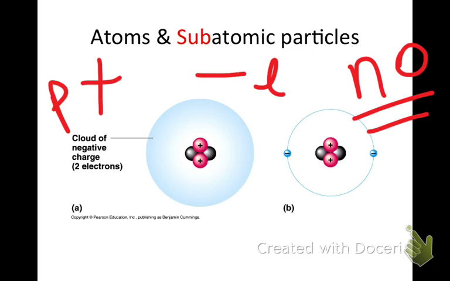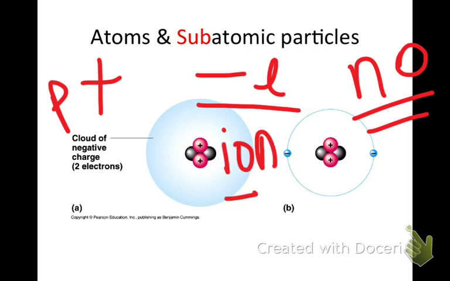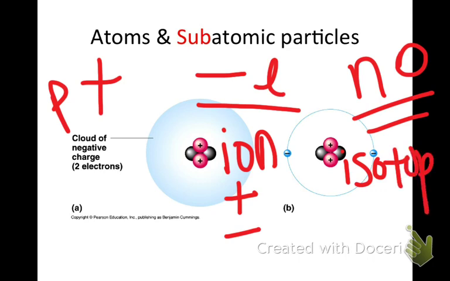If you have a different number of electrons, we call that an ion. You can be a cation, where you have a positive charge, or an anion, where you have a negative charge. So remember, isotope goes with different number of neutrons. Ion goes with different number of electrons. Protons, go ahead and put this out there. Protons are permanent.